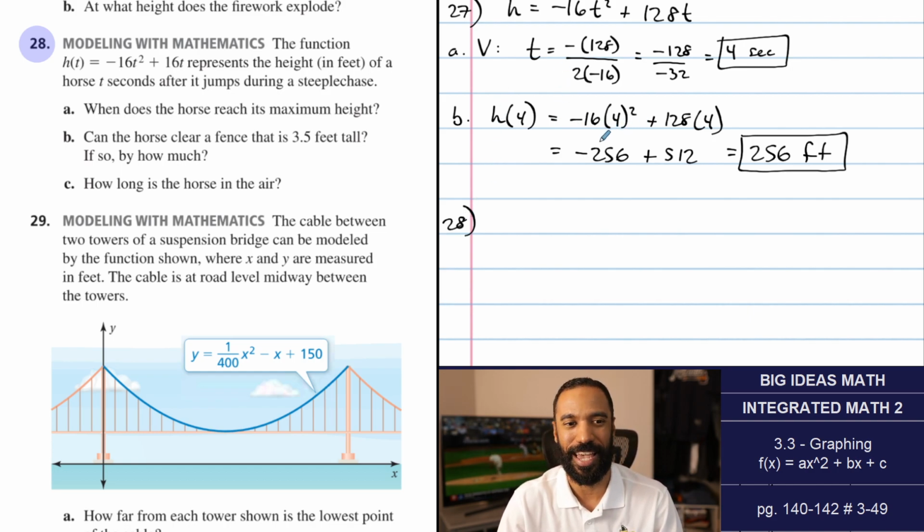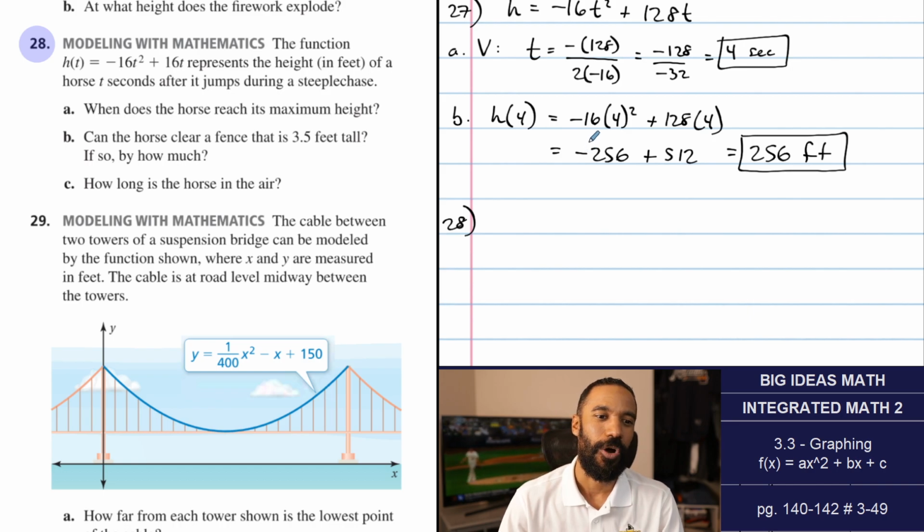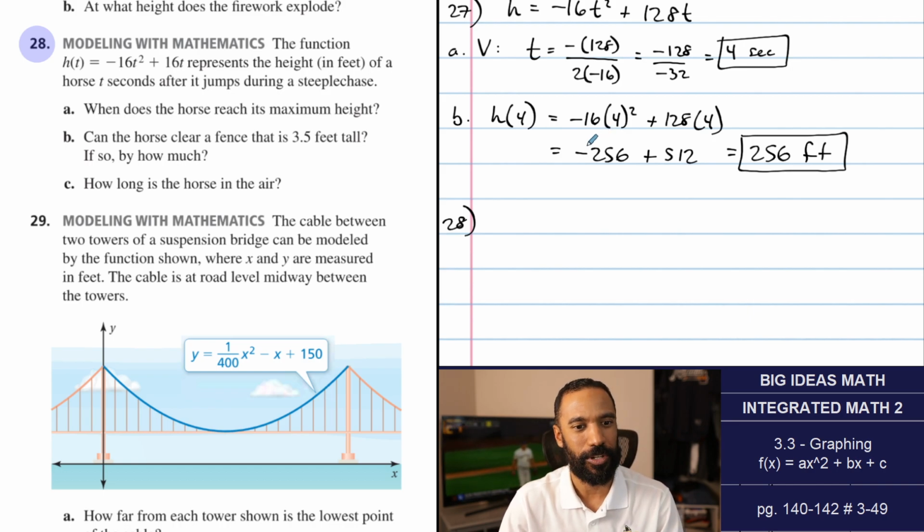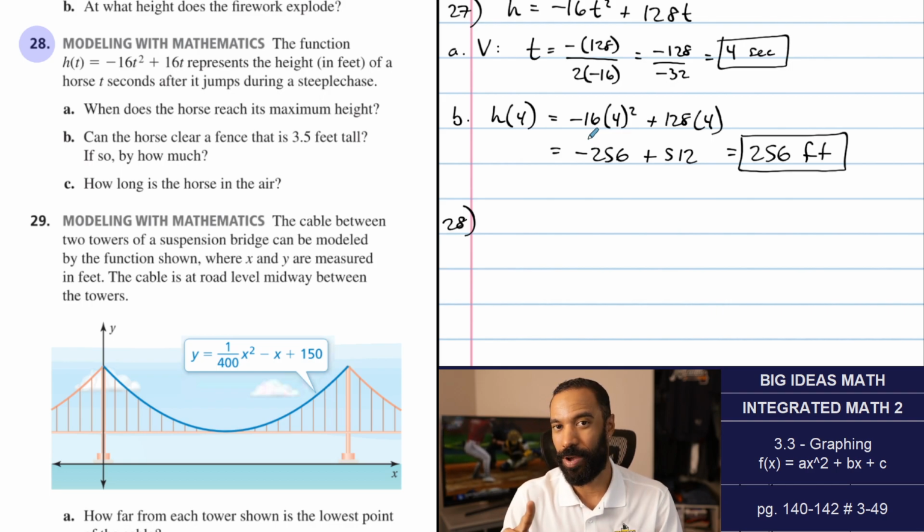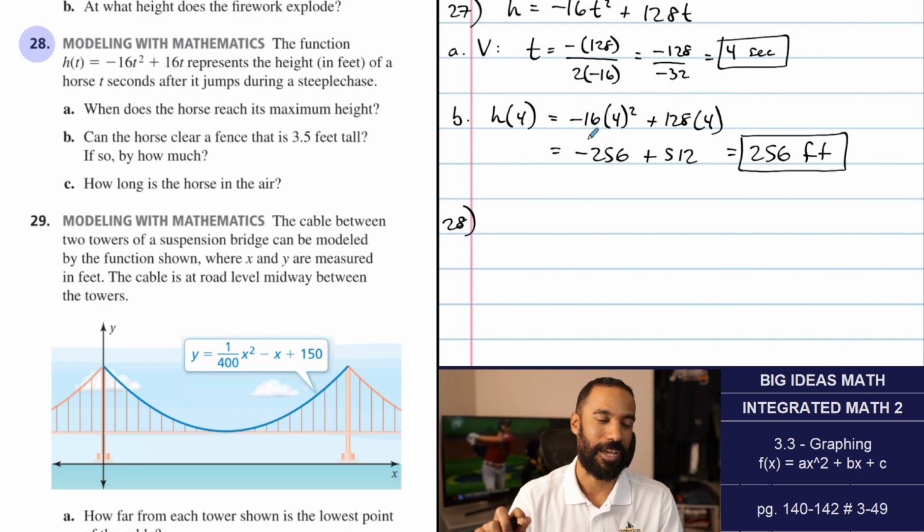Of a horse t seconds after it jumps during a steeplechase. When does the horse reach its maximum height? Can the horse clear a fence? Ooh, good question. If so, by how much? How long is the horse in the air? Interesting last question, and something we'll talk about here in a moment.